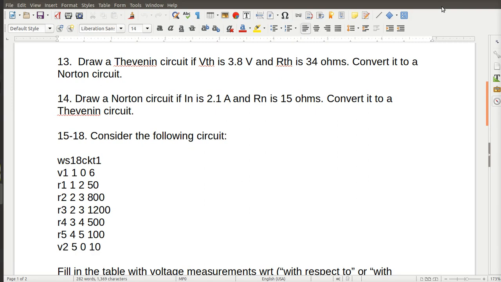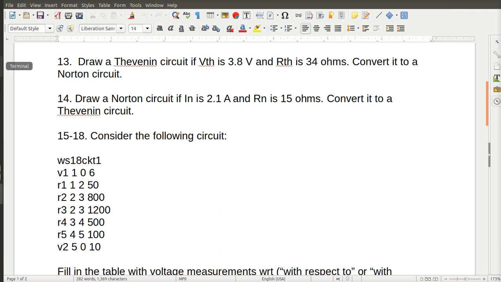Okay, the second video for worksheet 18. We have made it all the way to problem 13 and 14. Draw a Thevenin circuit. If V Thevenin is 3.8 and R Thevenin is 34, convert it to a Norton circuit, and then 14 is draw a Norton circuit, convert it to a Thevenin circuit.